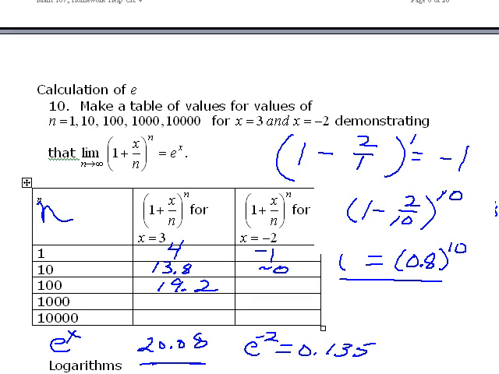So we're getting closer, but it doesn't seem like it's doing much. Let's look at the next number. 1 minus 2 over 100. Now I've let n be 100. X is still minus 2. Raised to the 100th power. And when I evaluate that on the calculator, I've got 0.1326. And so you can keep doing that. You'll see you get closer and closer to this number down here, and you don't exceed it, you approach it. And this is just a demonstration of that.